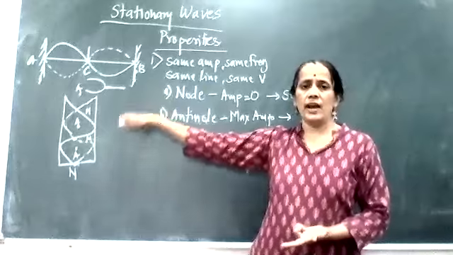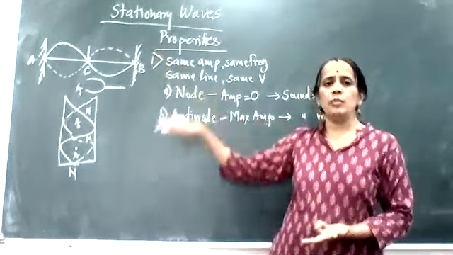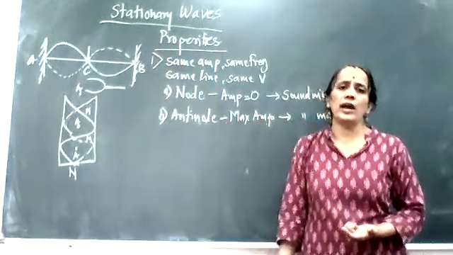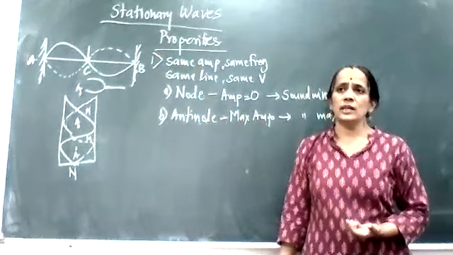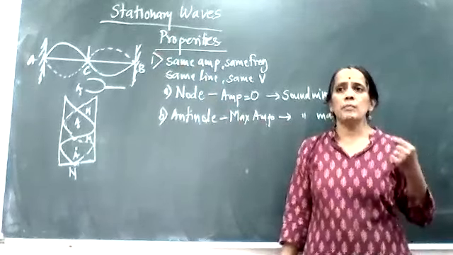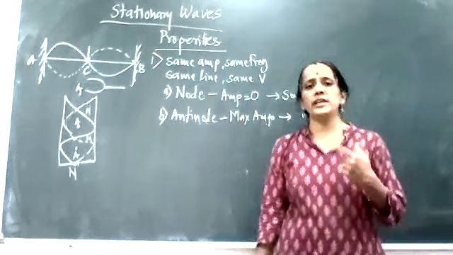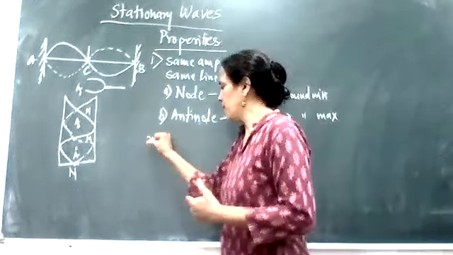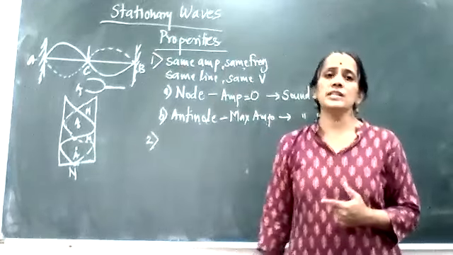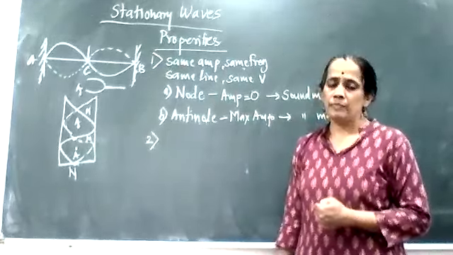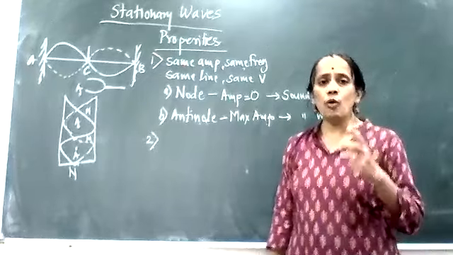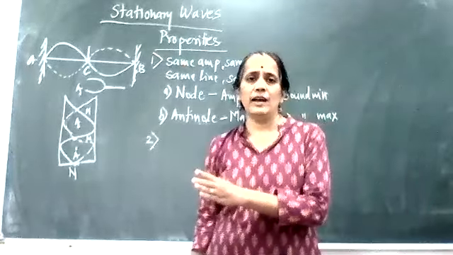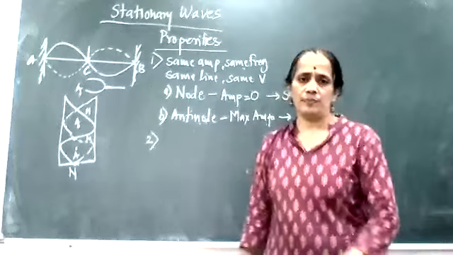Right? So in both the longitudinal stationary wave and the transverse stationary wave, we are getting nodes and antinodes. The node means minimum displacement and antinode means maximum displacement. So that is the first property. What is the second property? Yesterday we have seen, the nodes are located at equidistance.